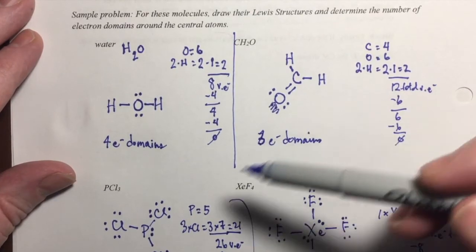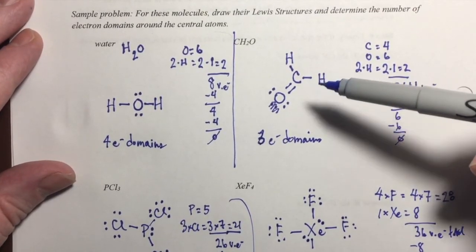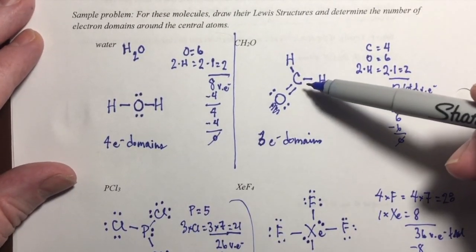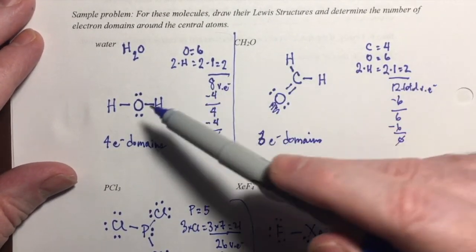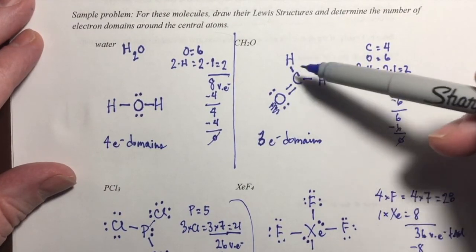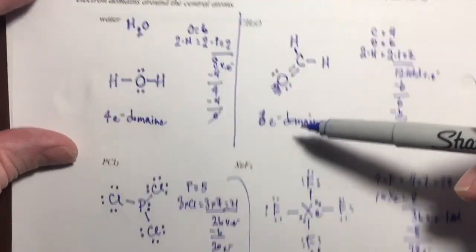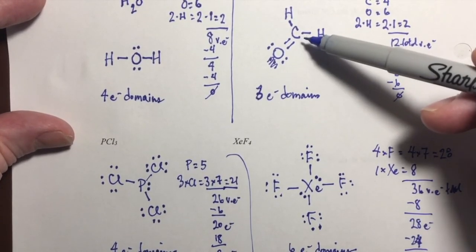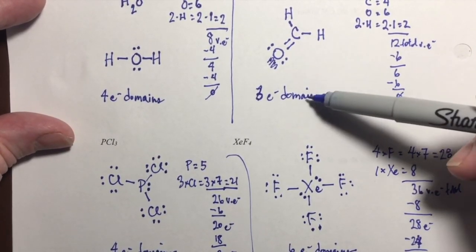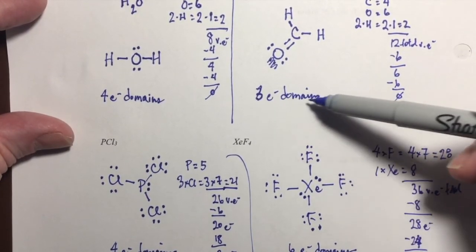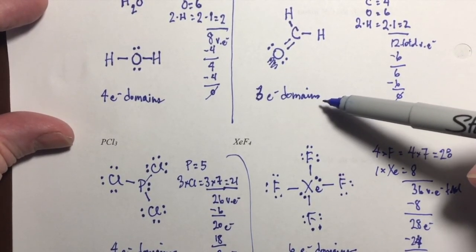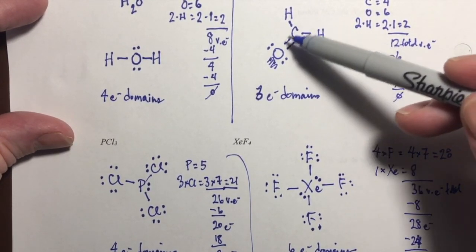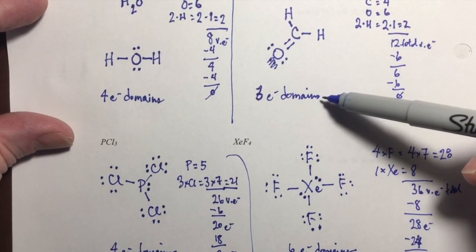So hopefully this gave you some practice on drawing Lewis structures. And once you draw the Lewis structures, then you can determine the number of electron domains that are around the central atom in that Lewis structure. So you have to draw the Lewis structure before you can get this answer, because only the Lewis structure will tell you how many electron domains are around the central atom. Once you know the number of electron domains, then based on that number, you can determine what geometry those electron domains are going to take. And that we will cover in the next video.